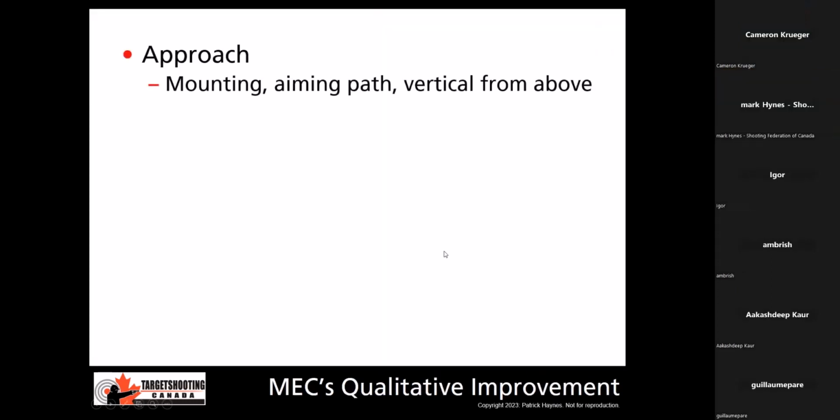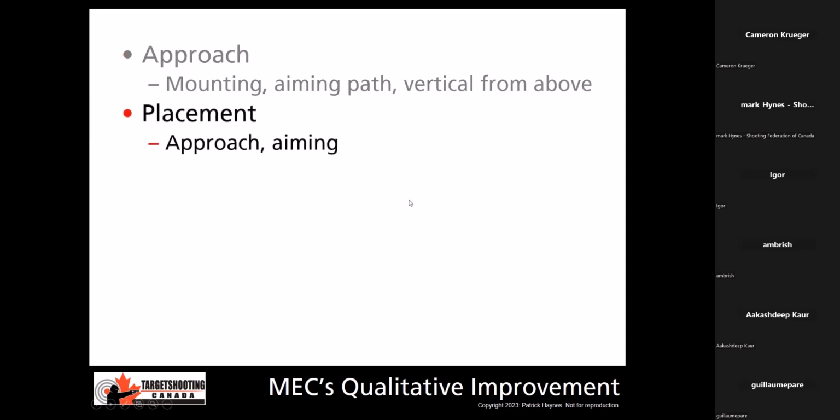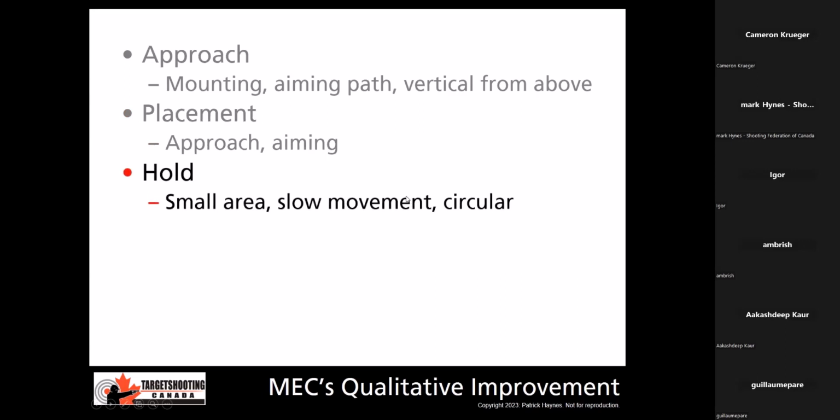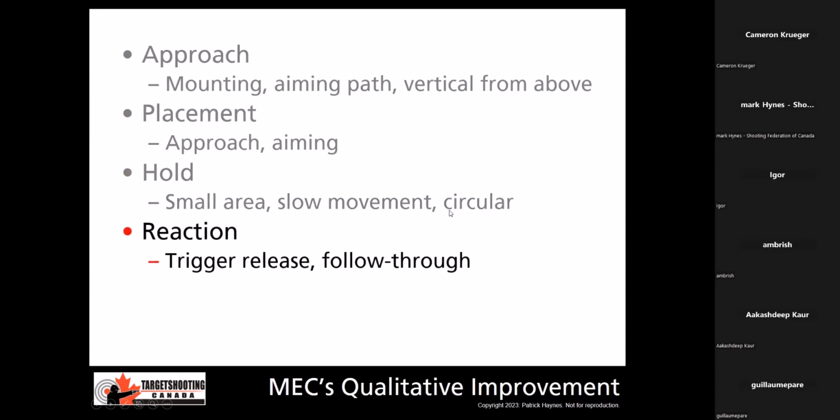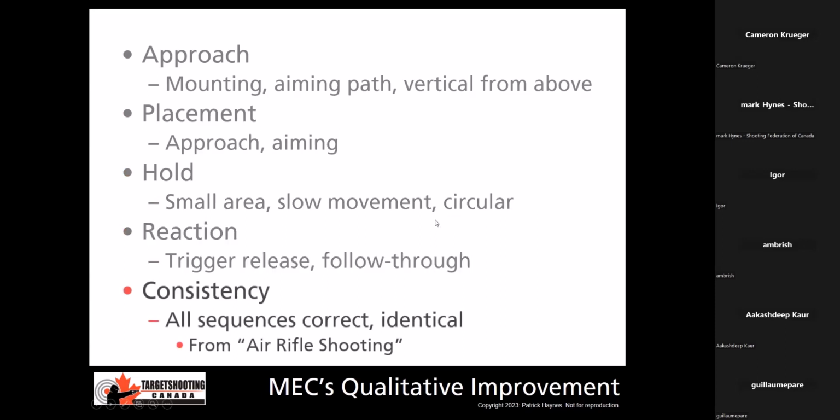Now, MEC actually came out with a process for qualitative improvements. I believe it's in the Way of the Rifle or the Air Rifle book. I forget which one. But we start off with the approach. So mounting, aiming path, vertical from above. Placement, which is the approach and aiming. Hold, look at a small area, slow movement and circular. Reaction is a trigger release and follow through. And then consistency. It is from their Air Rifle book. And then with that consistency, all sequences are correct and identical.